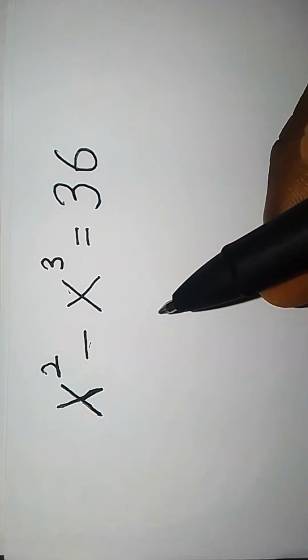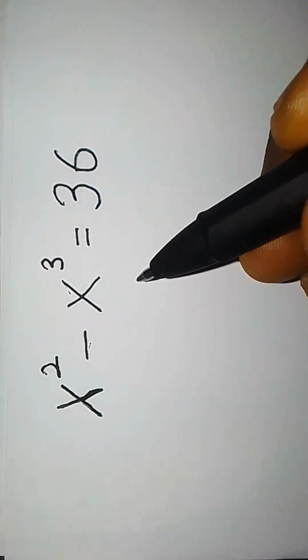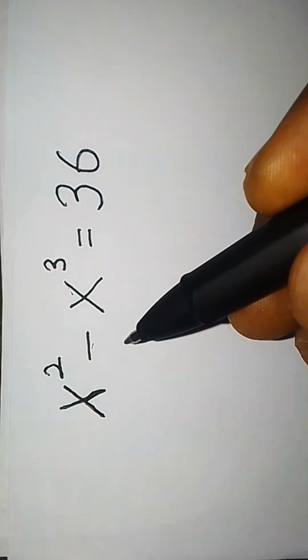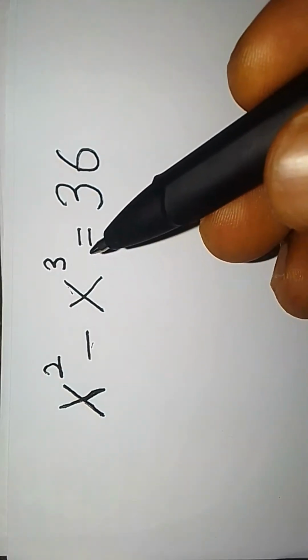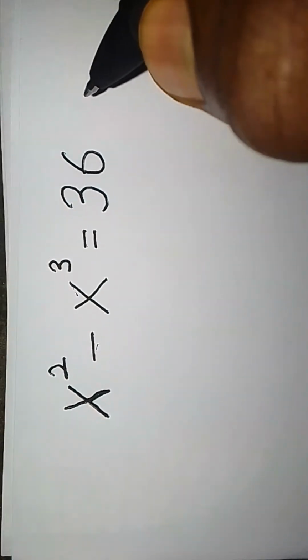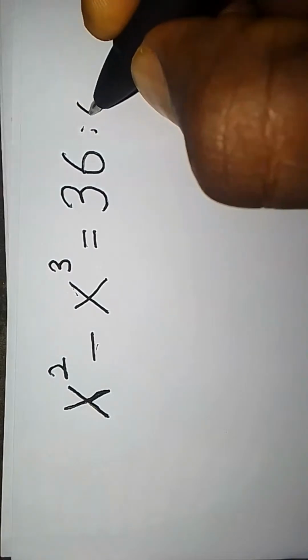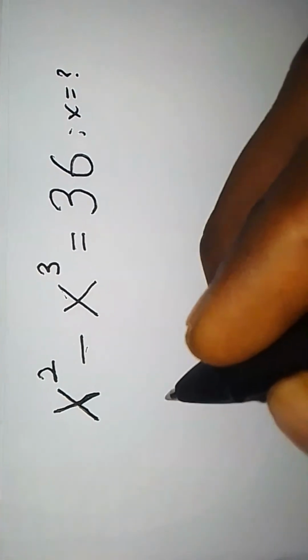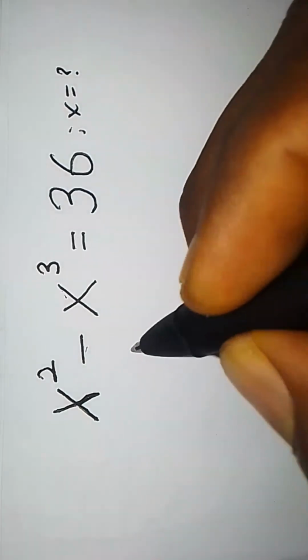Let us solve this algebraic equation together. x squared minus x to the power of 3 is equal to 36. We want to find the value of x. Let's begin.